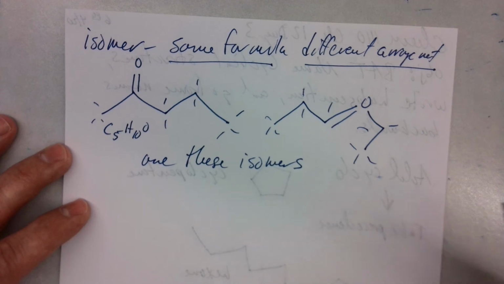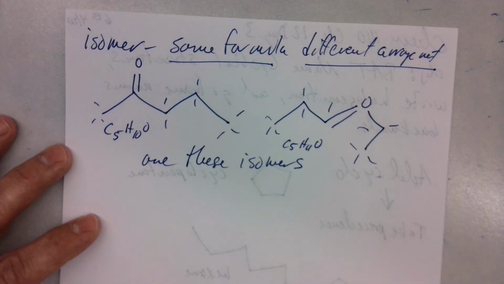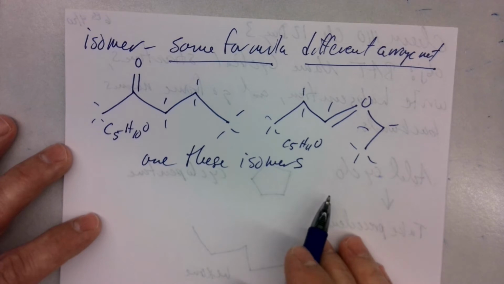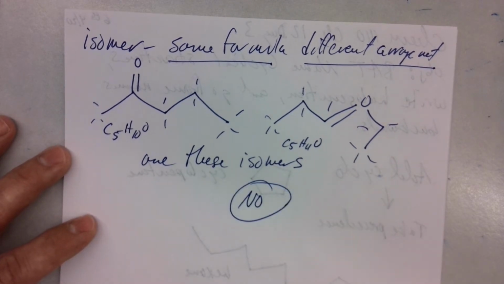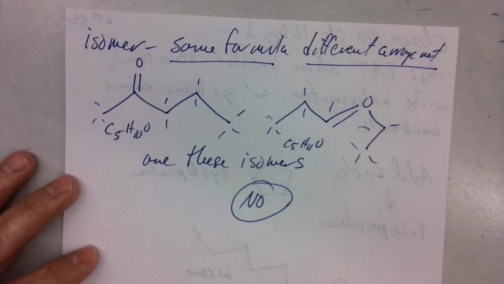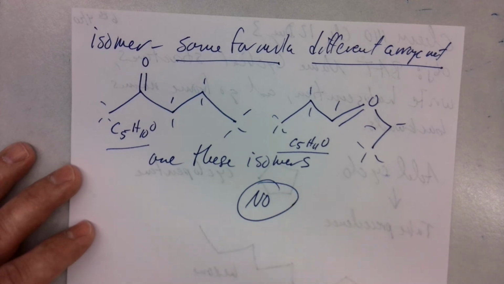One, 2, 3, 4, 5, 6, 7, 8, 9, 10, 11. C5H11O. Are they the same things? No. So are those isomers? No. Okay. There's a couple of them on the test. Just count them up. Do the math. If they're not the same, they're not the same.